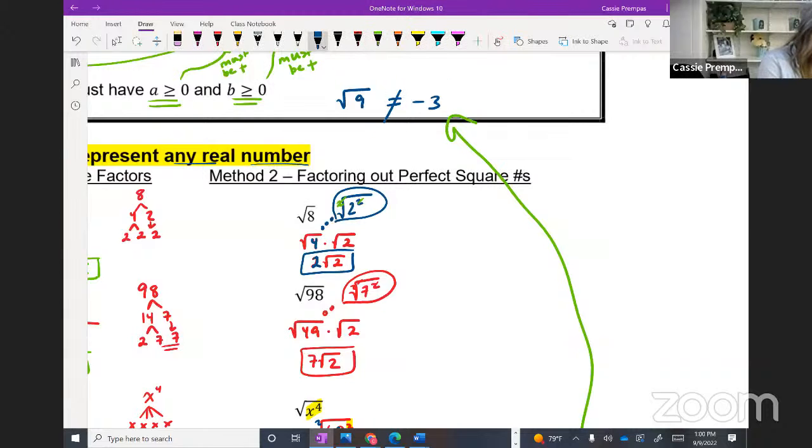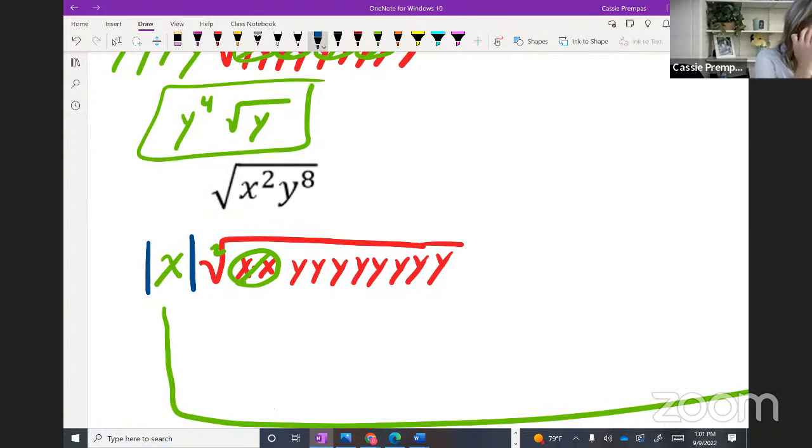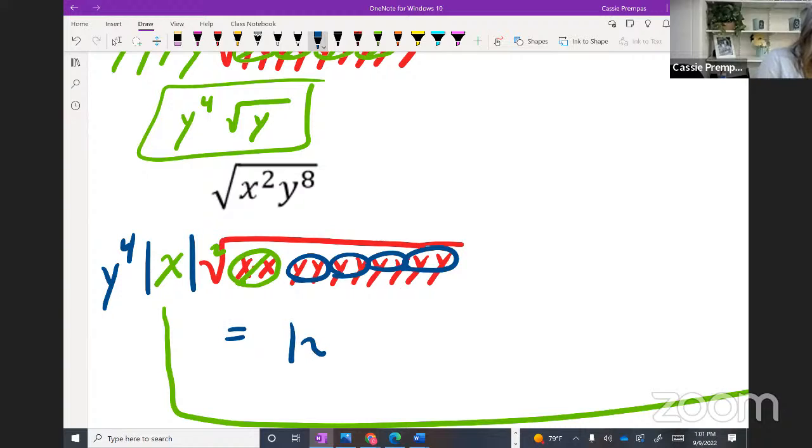So that's important. You want to be thinking about, when do I need that absolute value? Okay, let's talk about the y's. How many pairs do we have in 8 y's? You might already know it, 4. So we're going to have a y to the 4th out here. Or you could just circle it, circle it, circle it, circle it, but you're going to be circling 4 pairs. So our answer, if I clean it up, would be the absolute value of x, y to the 4th.